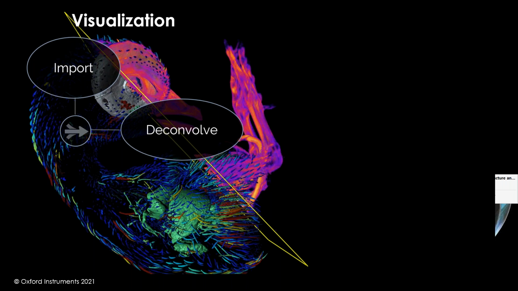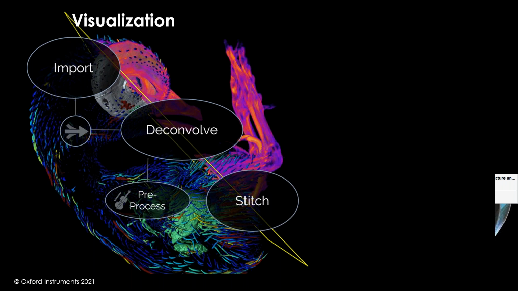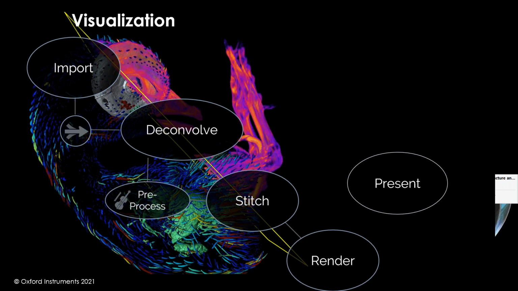We also offer deconvolution. We have a number of different pre-processing steps, as well as stitching, and then you go on to actually rendering your data set. But don't forget that we have presentation tools. We also allow you to export out snapshots of the work that you've done, as well as animations.